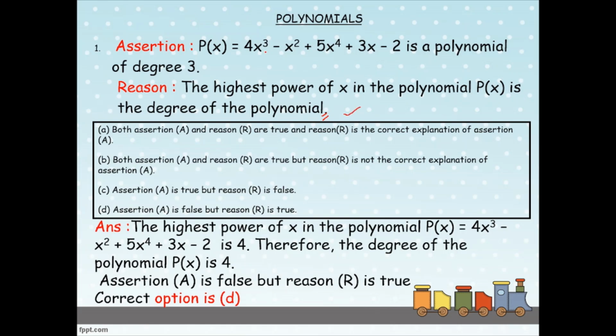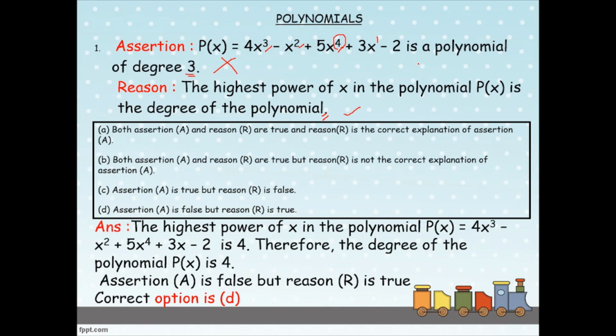Assertion. When you check the powers in the assertion, the power is 4 here. Highest power is 4. But they have mentioned the degree is 3. Actually, the degree should be 4. So, assertion is false. Once any one of the statements is false, we will go for option 3 or 4. Here, assertion is false. So, option D. Correct option is D. You need not check the reason. But as per procedure, first we check the reason, then we go for assertion. That's why we checked here.